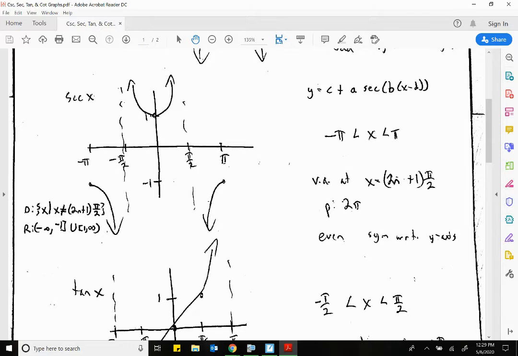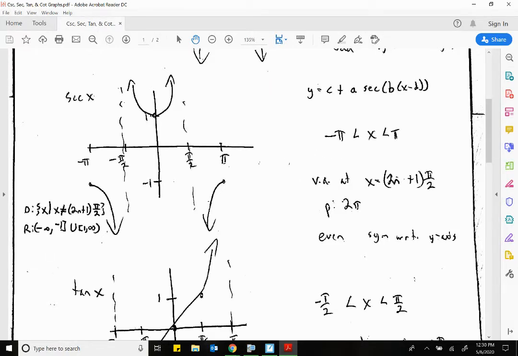Because technically, what I did was, I ignored this part of the graph. It still would have happened in my picture, but I ignored that part. I only showed you from here 0 to this side, but I stretched it even further.